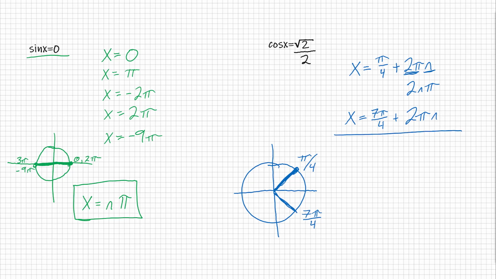And sometimes mathematicians like to see how efficient we could get. Since 7 pi over 4 is coterminal with negative pi over 4, you could write both of these in the same form by saying x equals plus or negative, positive or negative, pi over 4 plus 2 pi n. And that would get all of your solutions. Let's look at another one.